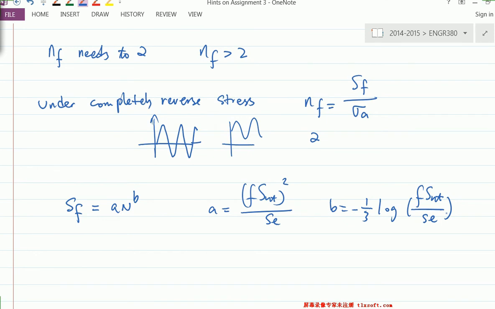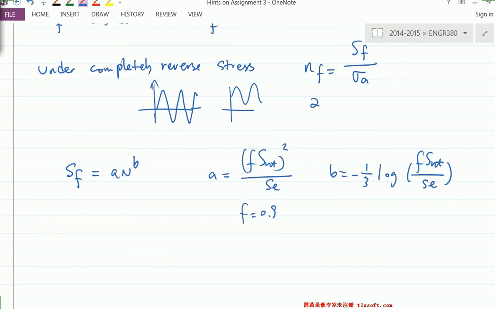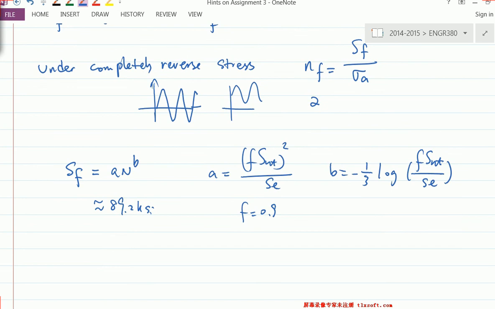In other words, f here is a fatigue strength factor, and in this question we said just use 0.9. So we can calculate this SF given the number of cycles here. That should be calculated to about this much. And what we need for our calculation of the safety factor, as I showed there, is SF over sigma A.